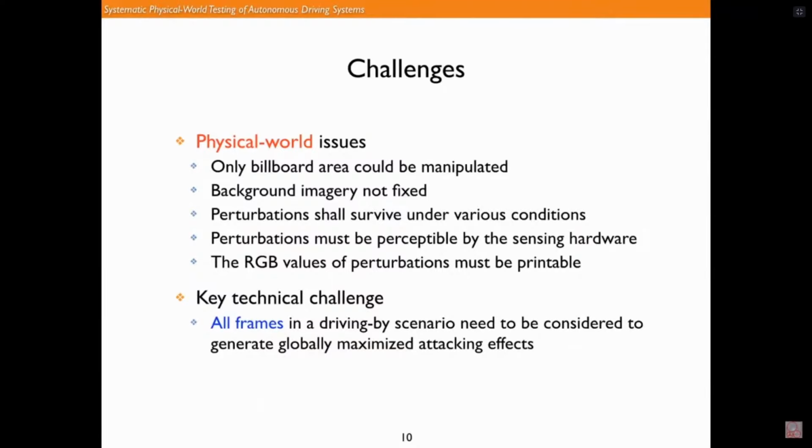Also, the background imagery is moving during this driving-by process. And the perturbations we generate under the physical world have to survive under different conditions, like lighting conditions, and must also be perceptible by the sensing hardware and printable. There are several key technical challenges, but a key one herein is that because the driving-by process involves multiple frames, all frames in this driving-by scenario have to be considered in order to generate globally maximized attacking effects, because this is our technical goal, right? We want a single perturbation to continuously impact the driving-by autonomous vehicles.